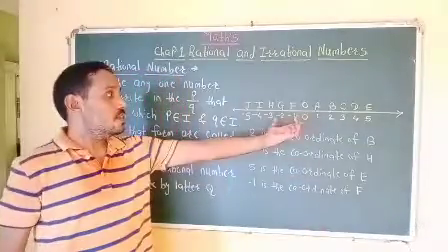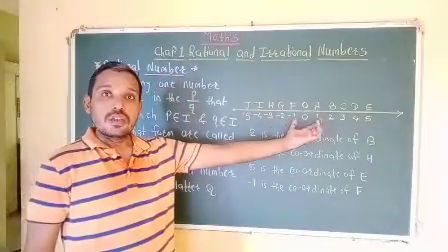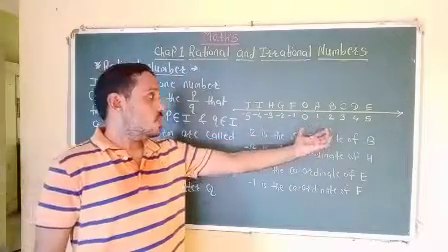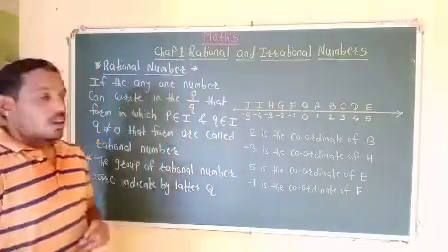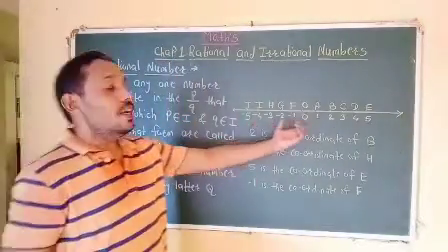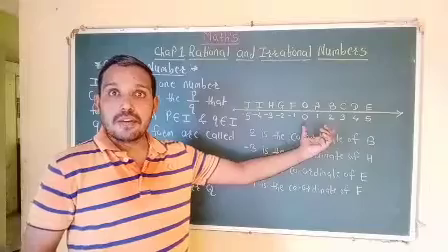आता तुम्ही इथे पाहिलं असेल, या संख्या रेषेवरती सगळे पूर्णांक आहेत. All these are the integers on that number line.